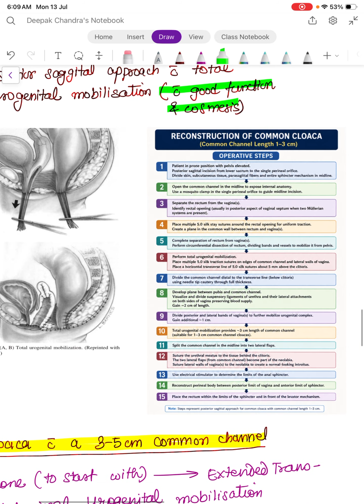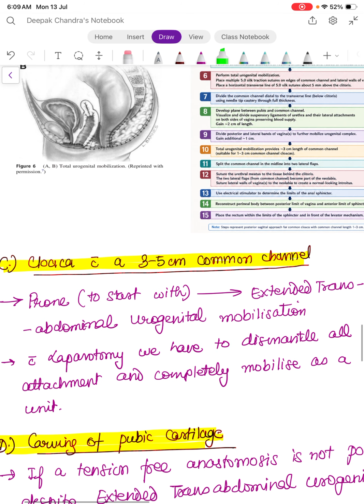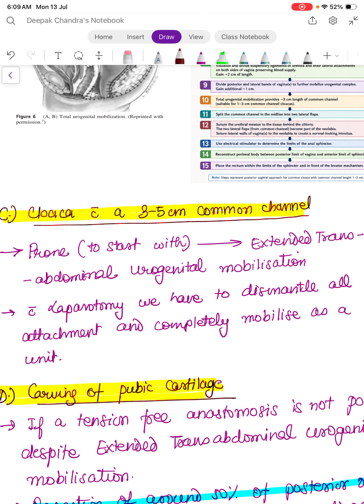We have discussed the operative steps also here. You can take a screenshot whenever you are watching this video and read all these operative steps, where we have discussed how to do reconstruction of the cloaca with a common channel length of 1 to 3 centimeter. Now we are moving towards a cloaca with a common channel length of 3 to 5 centimeter.